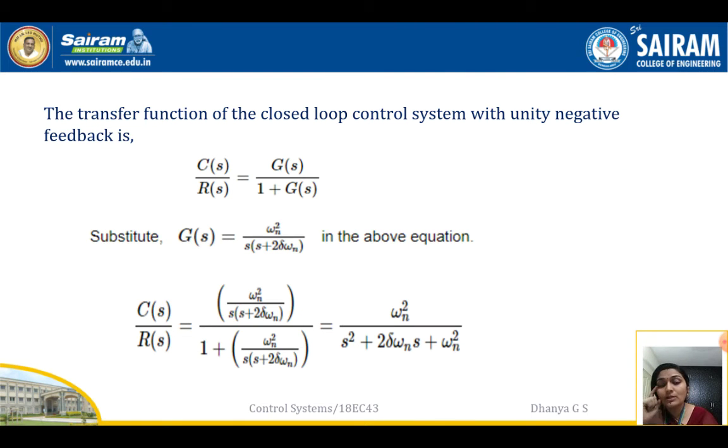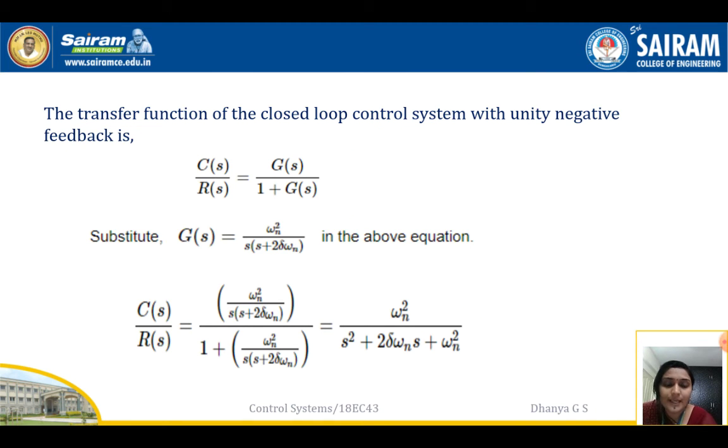Now we have to prove whether it is first order or second order system. As usual, previously I have told you the transfer function is identified by C of s by R of s. The equation is the same, G of s divided by 1 plus G of s into H of s. Here H of s is 1. So C of s by R of s is equal to G of s divided by 1 plus G of s. G of s is nothing but the system, which is given as omega n square divided by s into s plus 2 delta omega n. So substitute that over here so that you will get C of s by R of s is equal to omega n square divided by s square plus 2 delta omega n s plus omega n square.